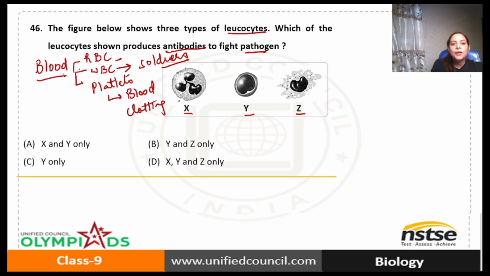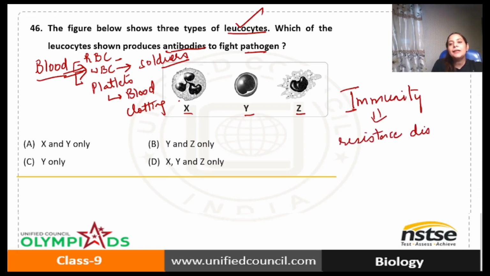Now here this question is somehow related to WBCs. So WBCs are also called leukocytes. I told you that WBCs provide immunity to the body. Immunity means resistance against diseases.